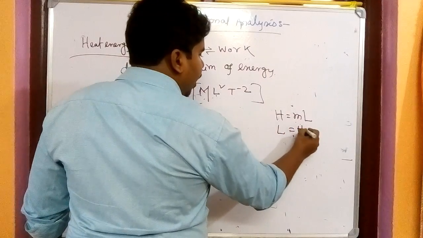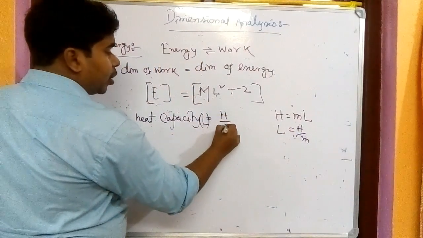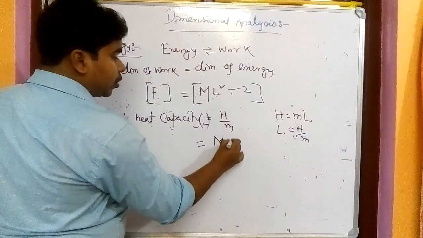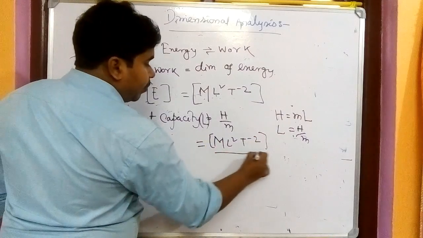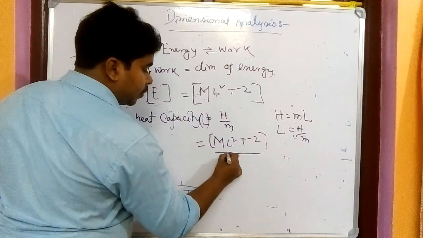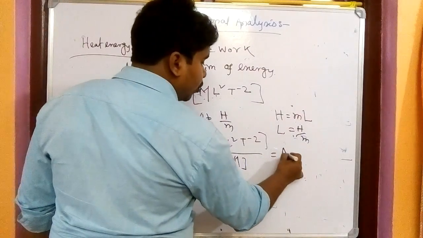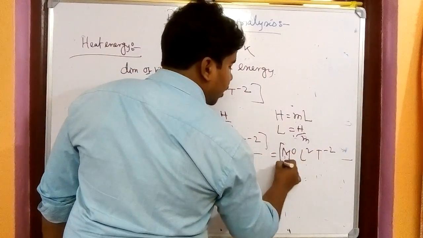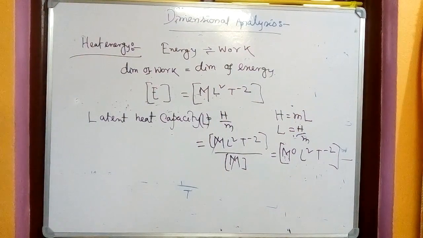So L equals H by M. The dimension of H we know, that is M L square T to the power minus 2. The dimension of m is M. So this M cancels out, so it should be M to the power 0 L square T to the power minus 2. That is the dimension of latent heat capacity. Okay. Now one more thing we have to do.